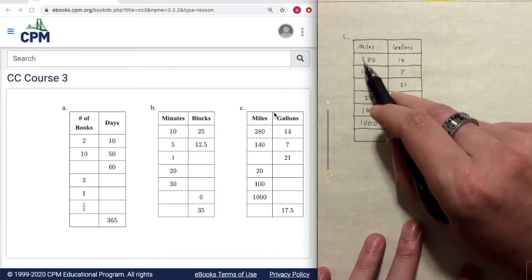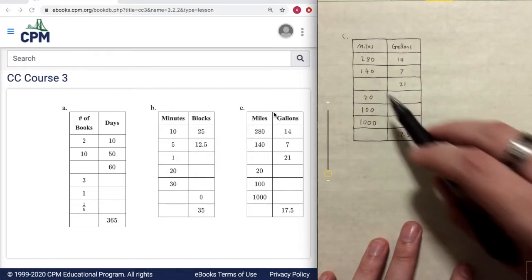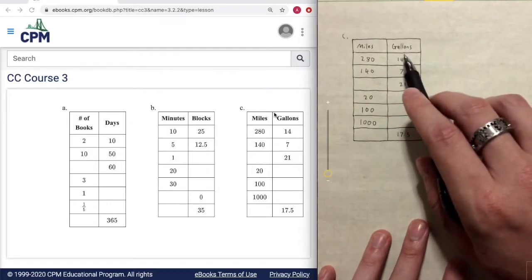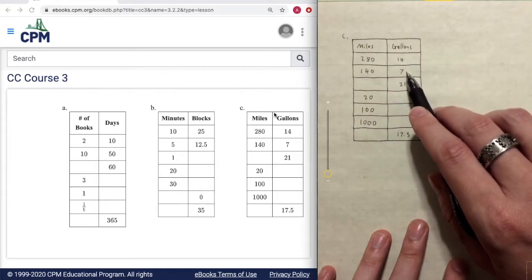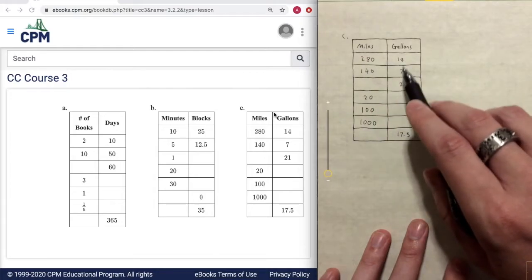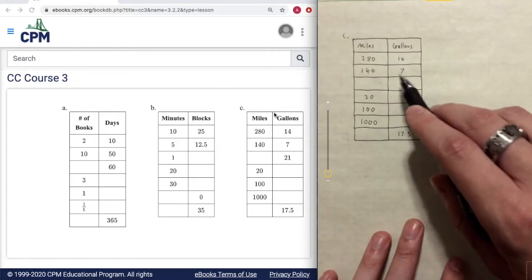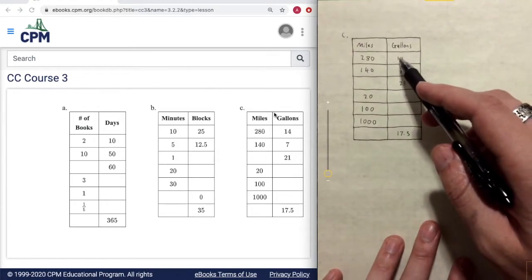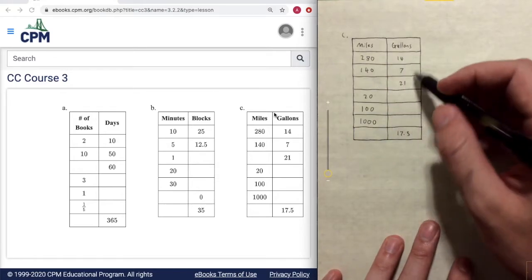So here, with 14 gallons, we can go 280 miles. And what the proportional reasoning is, if we were to half this number, then we also need to half this number. So in this case, we're going from 14 to 7. We're going from 280 to 140. So 7 is half of 14, 140 is half of 280. And it's not just halving, it's anything we multiply it by. So if we were to multiply this side by 100, we'd also have to multiply this side by 100.